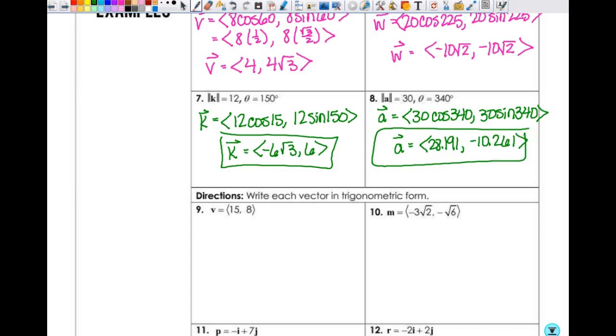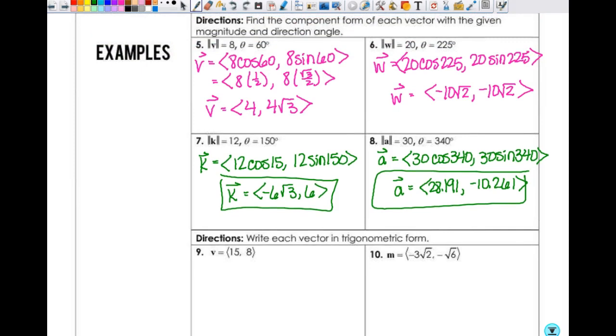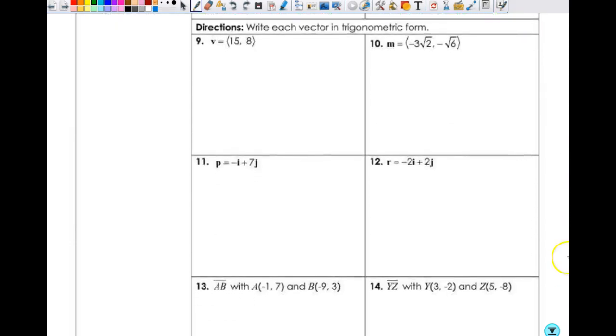And you should be able to check your quadrants here. 225 is more than 180, less than 270. So that's quadrant 3, and this is a quadrant 3 vector. This is 60, that's quadrant 1. This is 150, that's quadrant 2. Quadrant 4, quadrant 4. So we need to pay attention to our quadrants here.